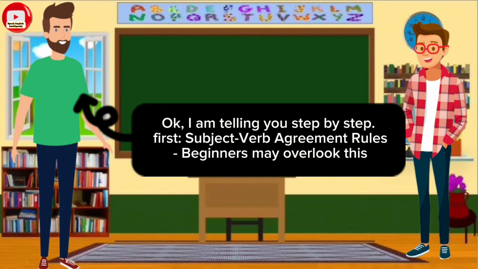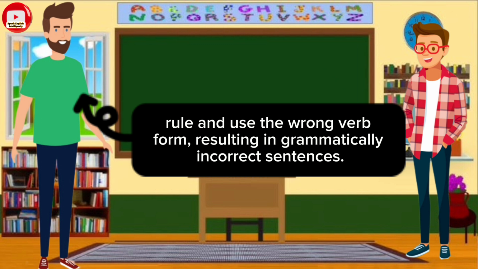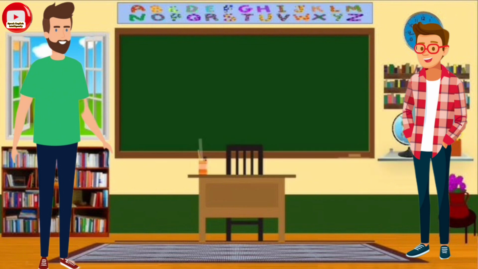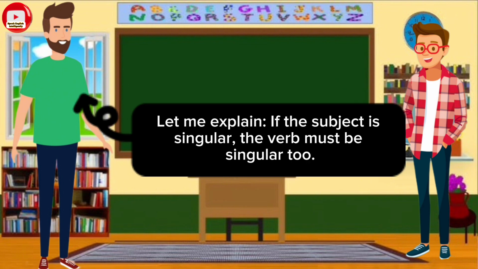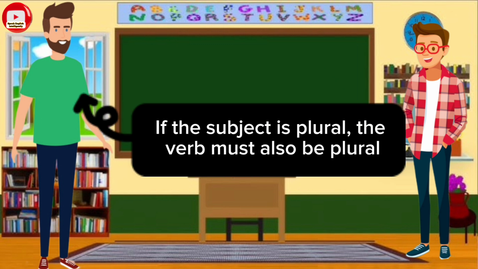First, subject-verb agreement rules. Beginners may overlook this rule and use the wrong verb form, resulting in grammatically incorrect sentences. Let me explain. If the subject is singular, the verb must be singular too. If the subject is plural, the verb must also be plural.